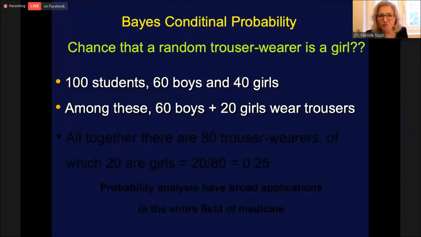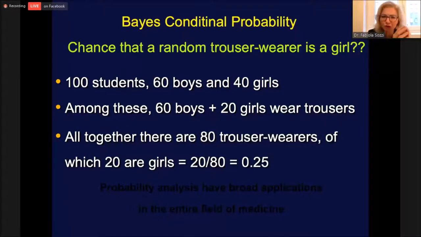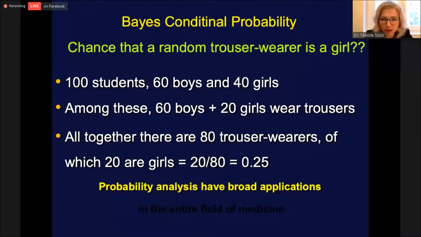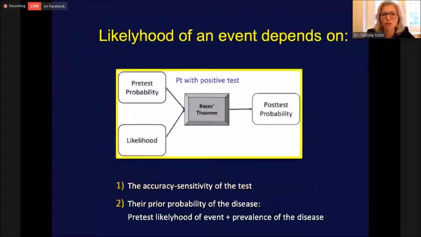100 students, 60 are boys, 40 are girls. Among these 100, all the boys we consider have trousers. 50% of the girls have trousers and 50% have skirts. So how can we have an answer? According to that formula, the people with trousers are 60 plus 20, since 50% of the girls have trousers, which means 20 out of 80, and we have the 25% rate. 25% is our answer. How can we say it? Because of that formula. And the probability analysis has an application in our daily practice about the pretest. So this is the application that we use in the pretest.